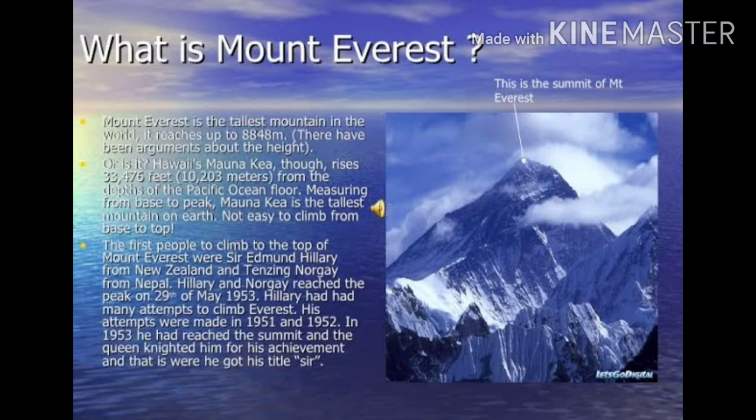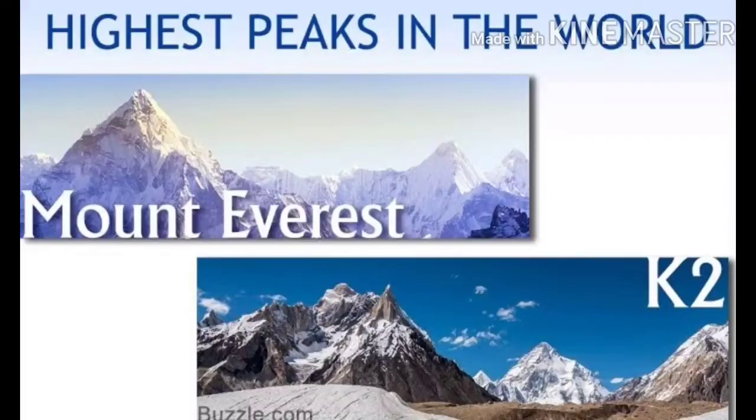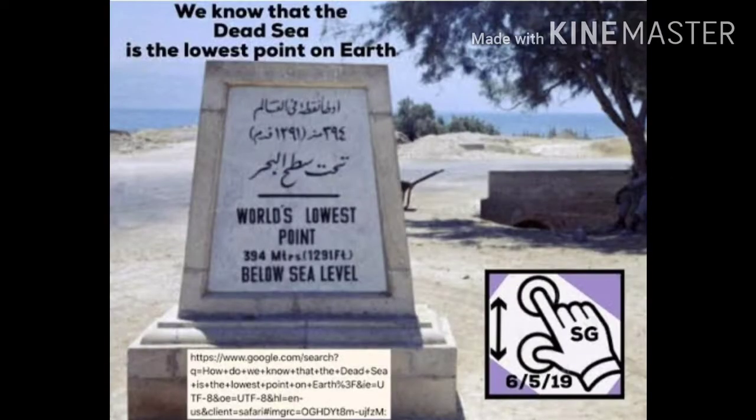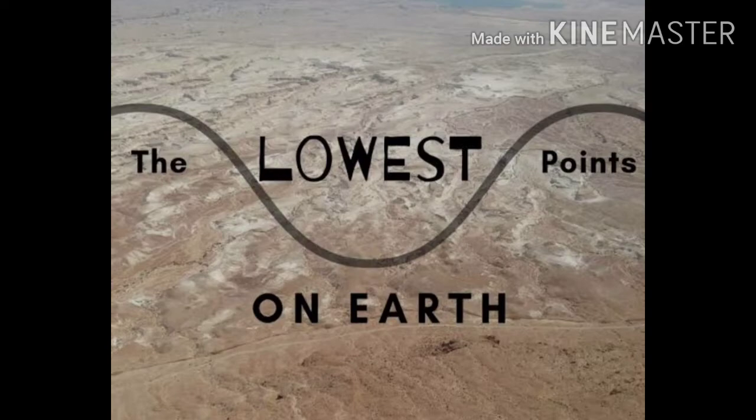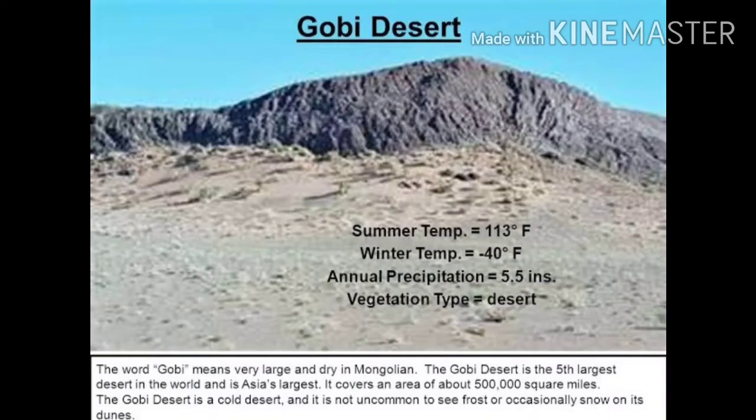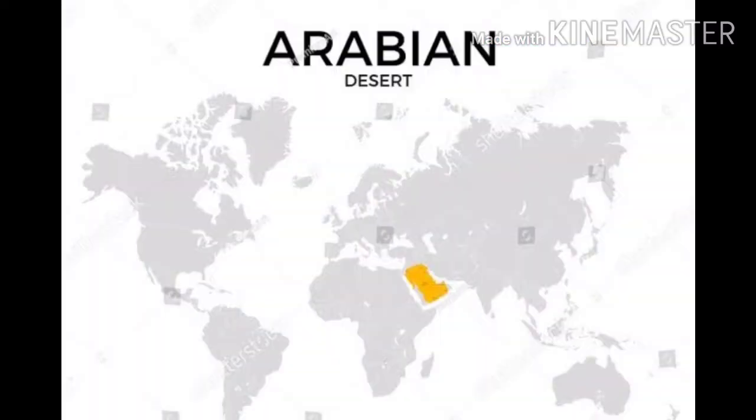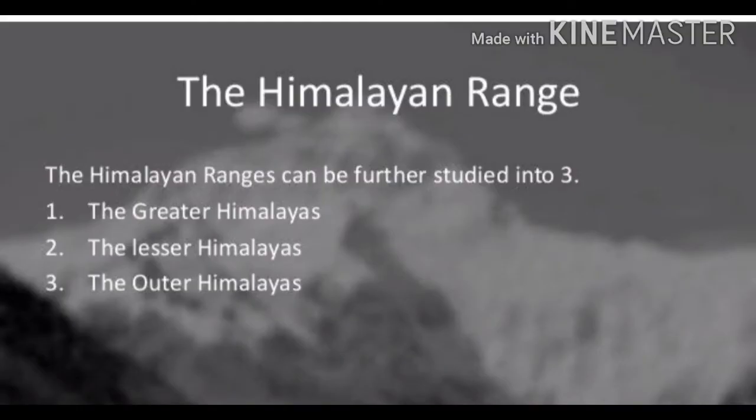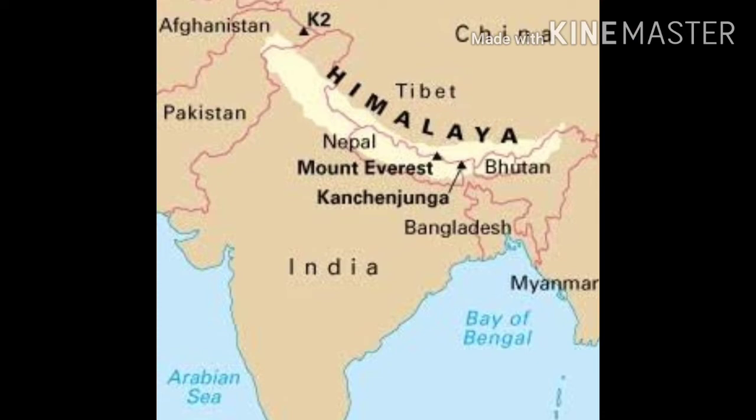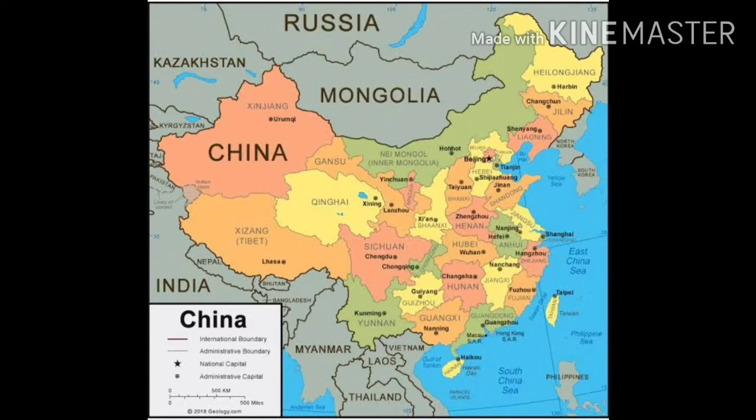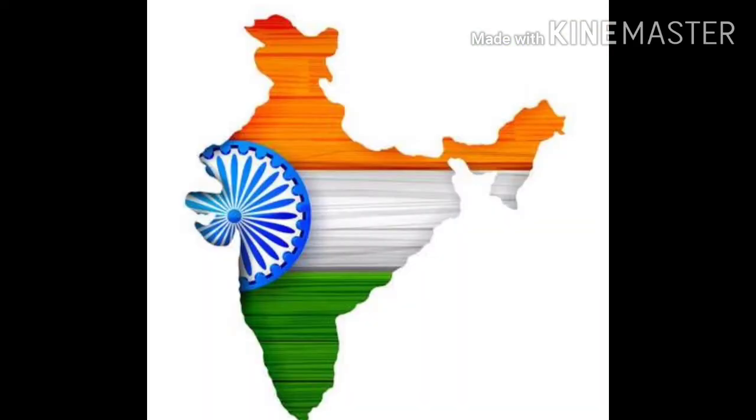It has Mount Everest, which is the world's highest peak, and the Dead Sea, which is the world's lowest point on land. It also has the Gobi Desert, which is a cold desert, and the Arabian Desert, which is a hot desert. The Himalayas are the world's largest and highest mountain range. Japan, China, and India are some prominent countries in this continent.